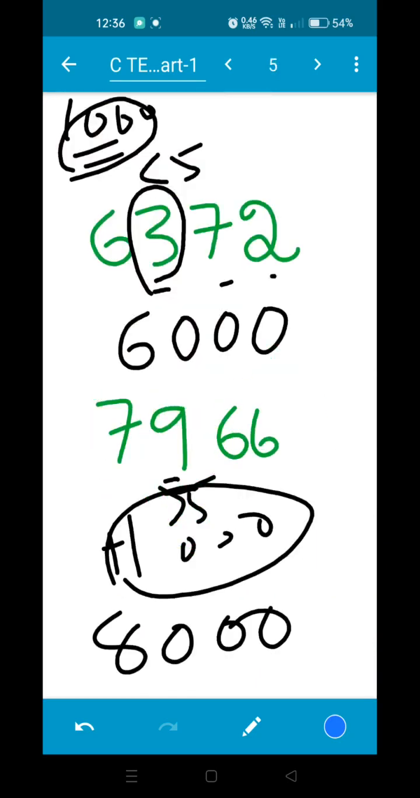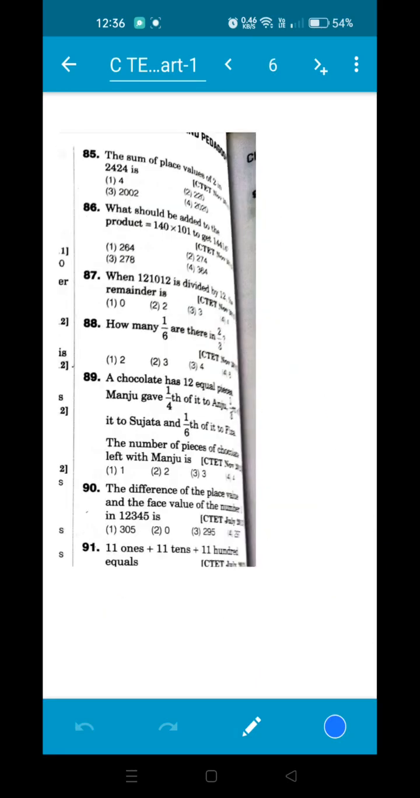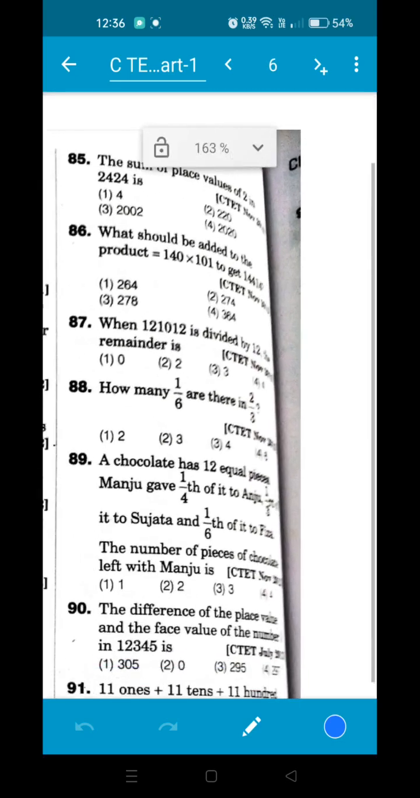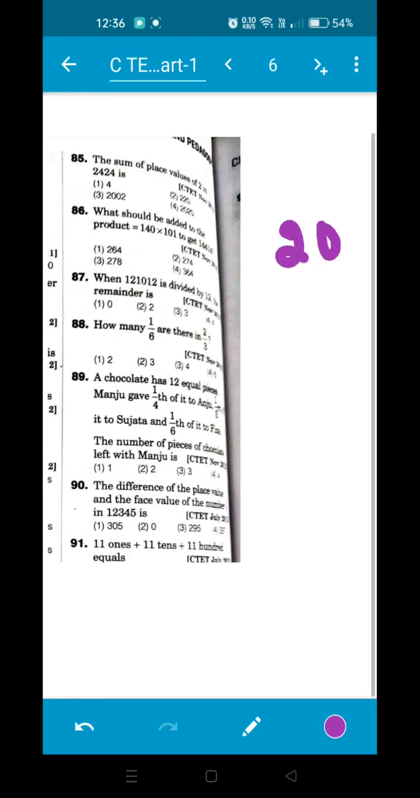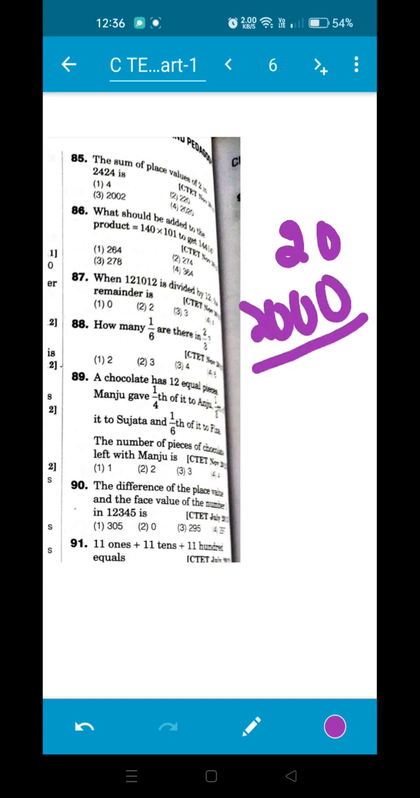Next. So 85. The sum of place values of 2 in the given number. Sum of place values means, face means same value, place means where it is. It is in tens place. So 20. And next it is in thousands place. So 2000. So sum of means 2020. So option 4.